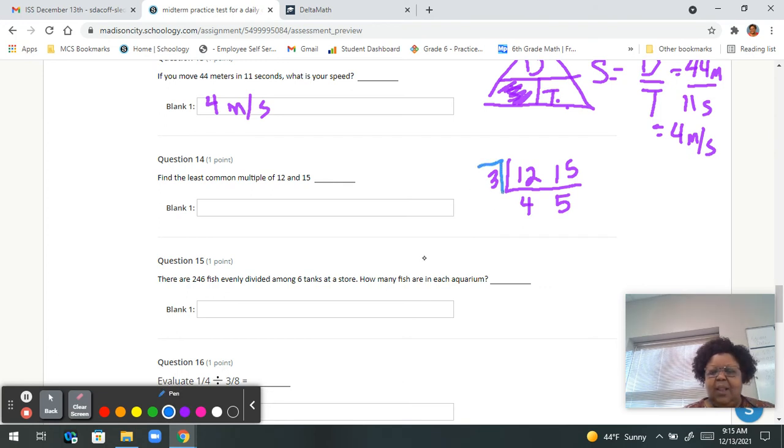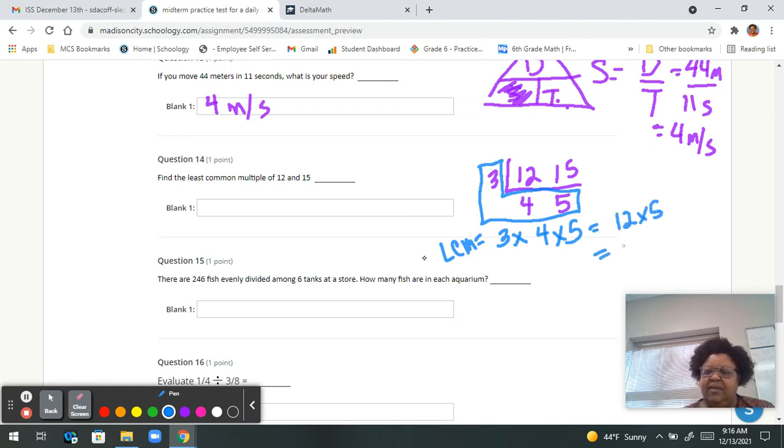But remember, LCM, draw your L, and then you're going to multiply everything in the L. So my LCM is equal to 3 times 4 times 5. So 3 times 4 is 12 times 5, and 12 times 5 is 60. So the least common multiple, that's the smallest number you will get when you start multiplying 12 times 1, 12 times 2, and then 15 times 1, blah, blah, blah, blah. That would be the smallest number you would get, would be 60. Okay, got it? Got it.